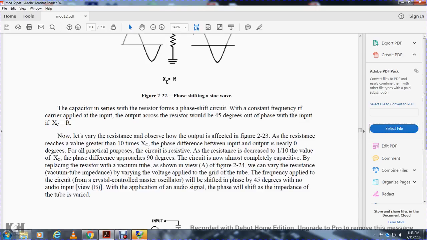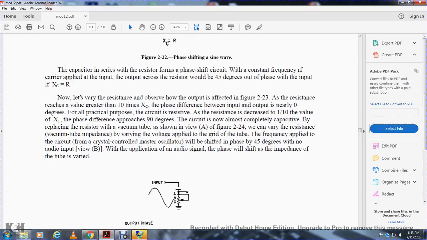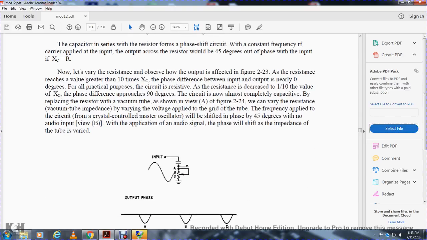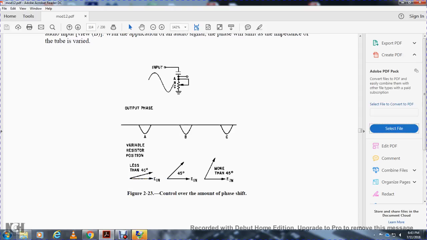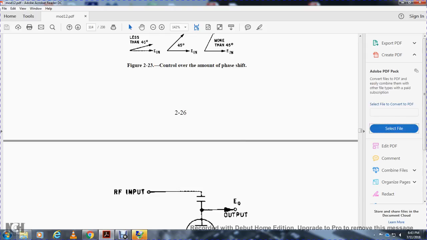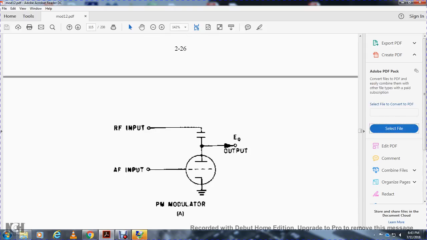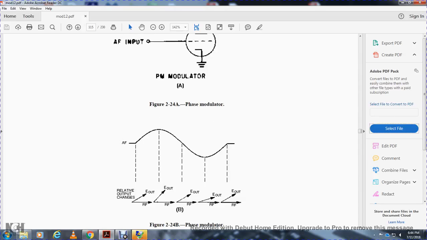With the vacuum tube, the resistance can be varied by varying the voltage applied to the grid of the tube. The frequency applied to the circuit is from the crystal controlled master oscillator, and would be phase shifted 45 degrees with no audio input. In view B, with the application of the audio signal, the phase shift changes as the impedance of the tube is varied, as shown for inputs A, B, and C. The radio frequency input goes through the phase modulator, and the voltage output changes in phase relative to the input.